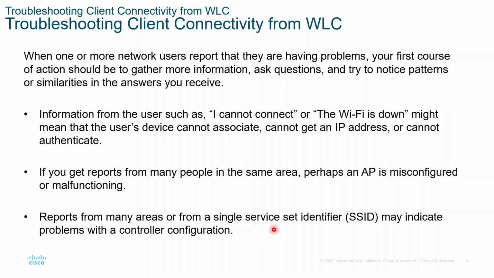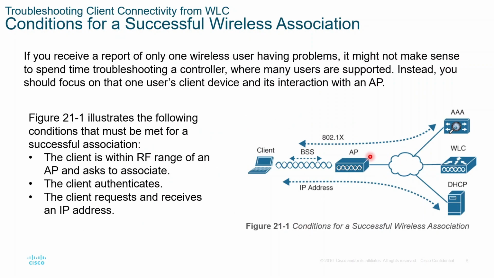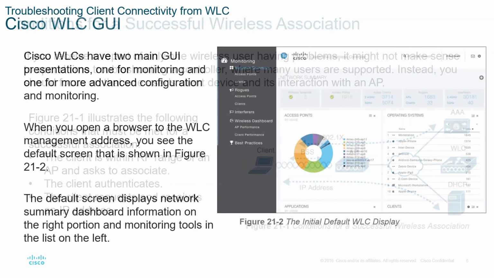Third point is if there are three access points connected, and you're getting reports that all of those three access points are not getting a connection, that's a service set identifier problem. This illustrates that the client is within the access point range, which is the Wi-Fi. The Wi-Fi is able to connect, and then they get the IP address.